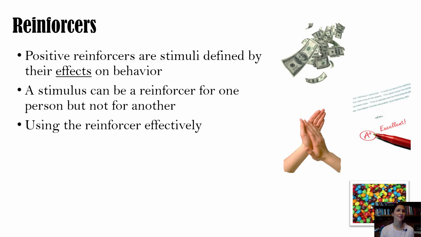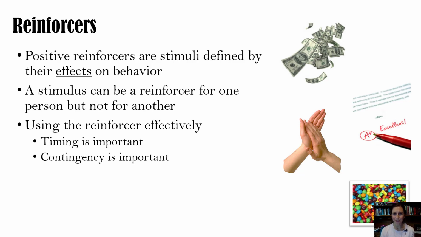And you have to use the reinforcer effectively. This goes back to our Skinner quote, where it doesn't matter how many times you give the reinforcer, just that you use it effectively. Timing is important, so right when the behavior occurs, you want to provide the reinforcer. And the contingency is important. Remember, we talked about contingencies earlier. That's that if-then relationship. So if the behavior occurs, then they get the reinforcer. So you shouldn't be giving the reinforcer out at other times, only after the behavior has occurred. And that's when you get that if-then relationship.